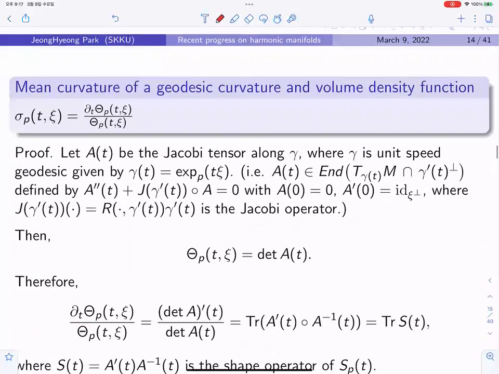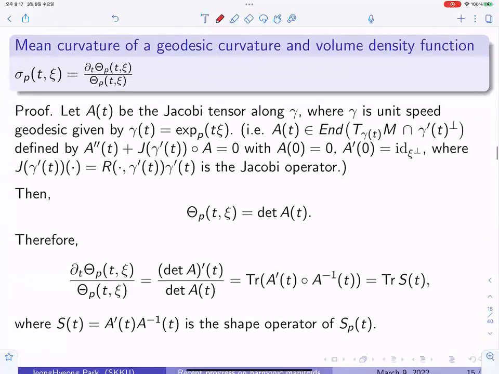Okay, so now there is an interesting relation between the mean curvature of the geodesic sphere and the volume density function. Then the mean curvature of this is the mean curvature of the geodesic sphere, and the volume density function is this.